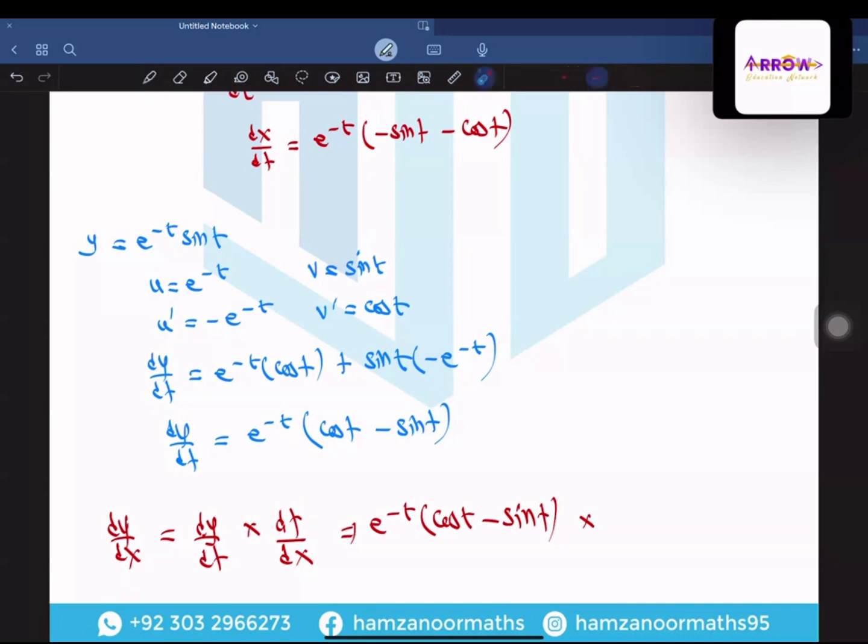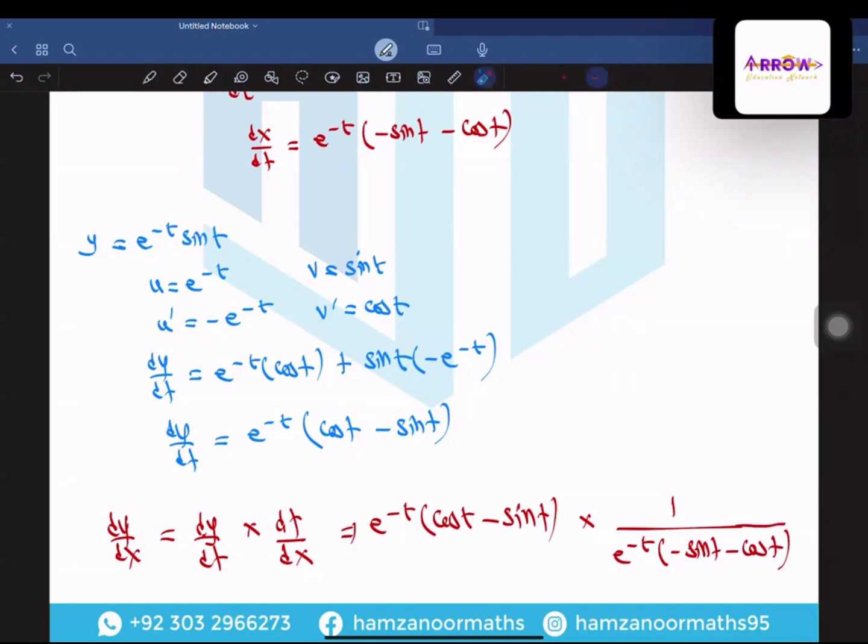So dx over dt will be reversed, we will flip it. It is exactly the same thing as saying the reciprocal of the dx over dt function, to get dt over dx. So this will be multiplied by 1 upon e raised to the power of minus t, completely multiplied by minus sine t minus cos t. So far we have achieved this much.